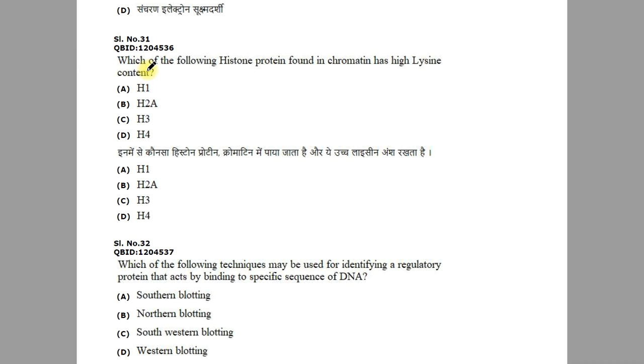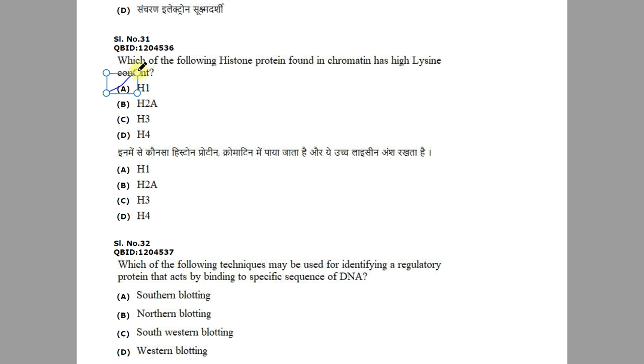Which of the following histone proteins found in chromatin has high lysine? The options are H1, H2A, H3, H4. So now, what are histones? I know that you know all about histones. Histones are highly basic proteins which are found in the chromatin fibers. Their amino acid composition varies, and the histone protein which has high lysine is H1. So option A is correct.